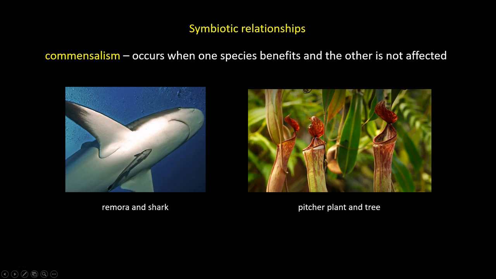All right, so just to review, there are five types of relationships within an ecosystem. There's competition, which includes intra and interspecific competition. There's predation, there's parasitism, there's mutualism, and then there's commensalism.